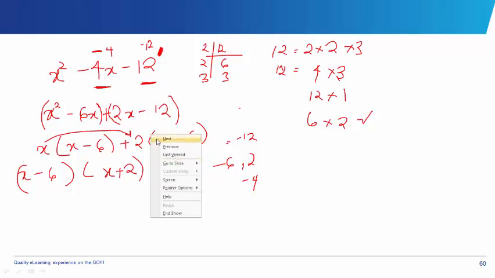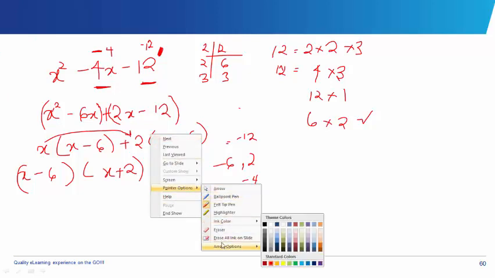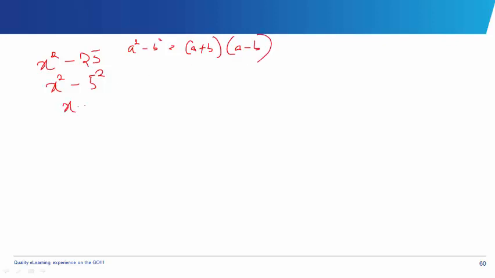Okay, let's try another example to illustrate the points further. Let's take this one. It says x squared minus 25. So this is x squared minus 5 squared. You remember our difference of two squares we did in the past. If we have a squared minus b squared, it is the same thing as a plus b, a minus b. So this is the same thing as x minus 5 into x plus 5. So that is all. Very simple.